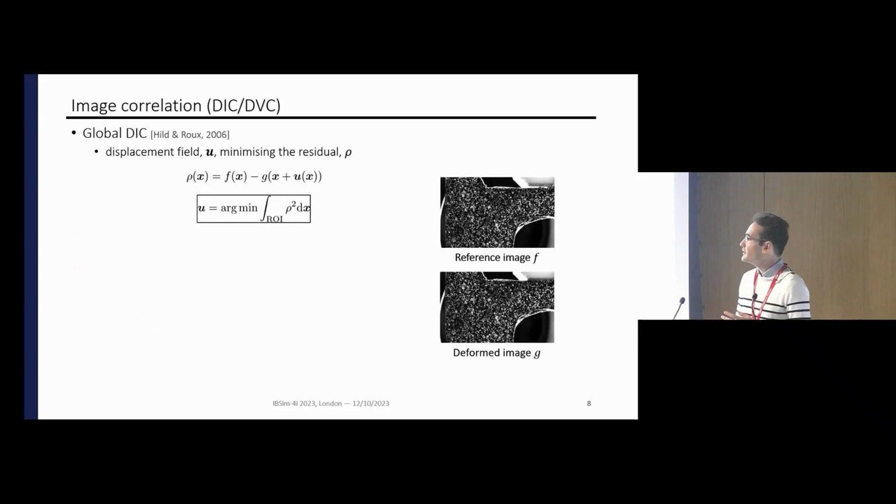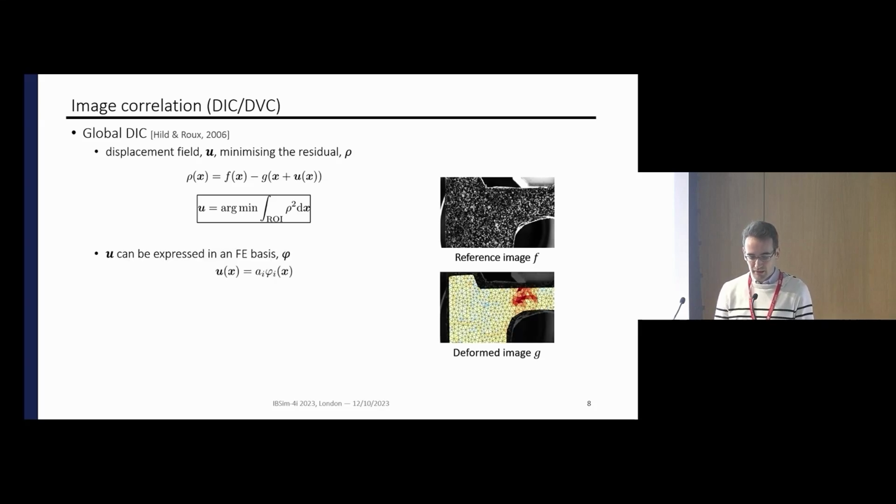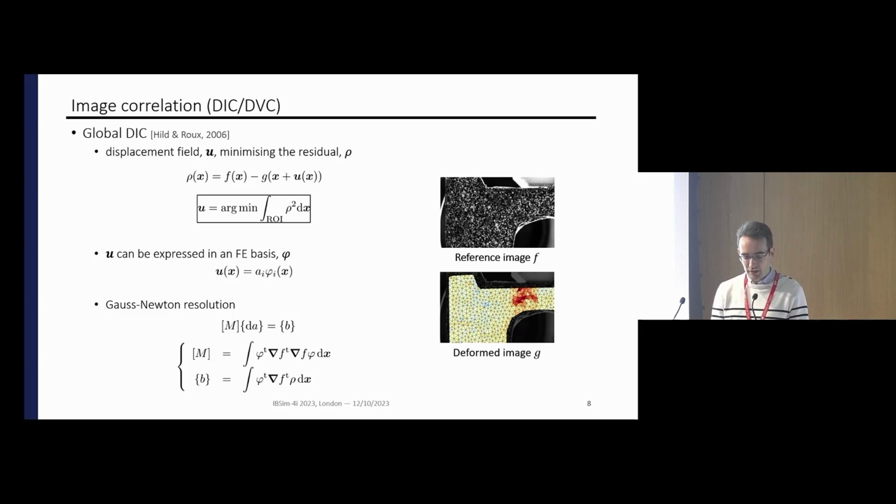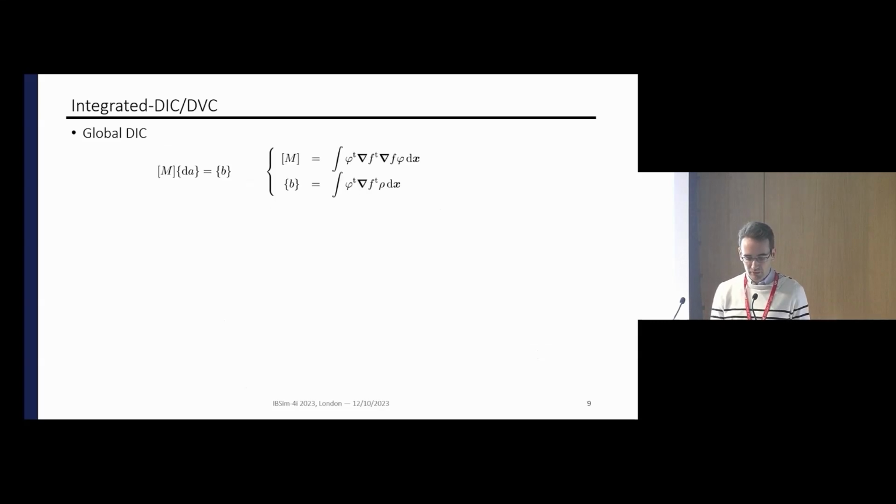I will quickly show the convention of how we compute the displacement field from images. Typically, we minimize the residual, which is defined as the difference between a reference image and a deformed image recorded, as a function of the computed displacement. What I used here was what we call global DIC, meaning that the displacement field is expressed on a finite element basis. And the problem is typically a minimization by Gauss-Newton resolution.